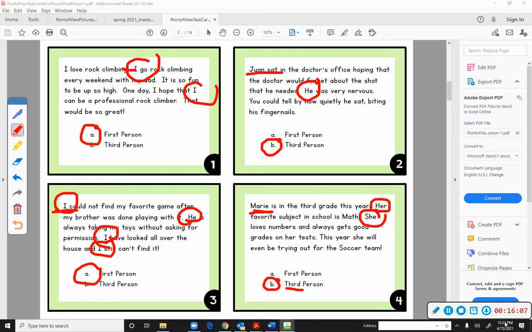Okay? So now, do we understand the difference? Yes. Okay, so that's what you're going to do. You're going to continue the rest of these task cards, choosing whether it's speaking in 1st person or 3rd person.